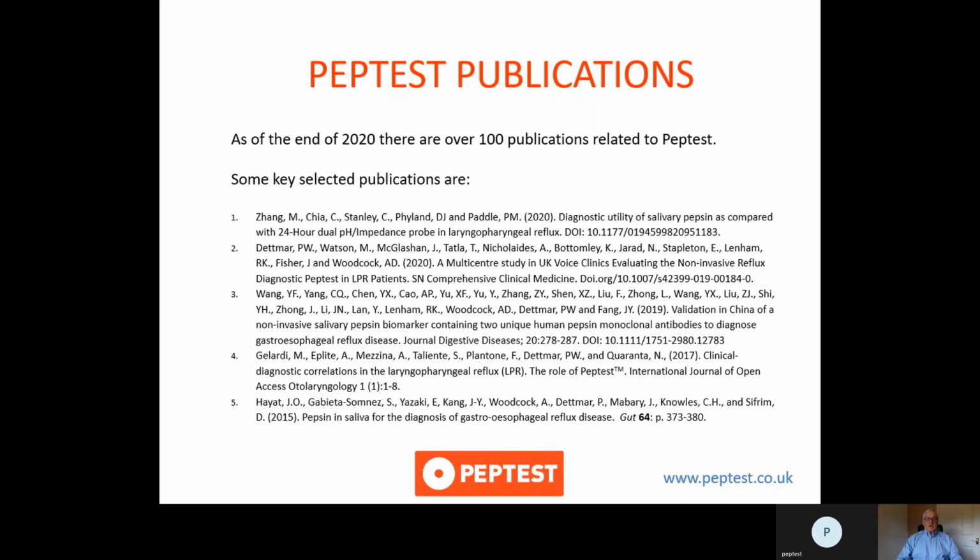There are well over 100 publications. In the latest count, back in 2020, we have at least 130 to 150 PEPTEST publications from clinical groups throughout the world. This is just a very small selection of some of the key papers published very recently, from China, the UK and Italy. We can supply you with publications, but they're also available on our website, and I'll tell you about the website right at the end.